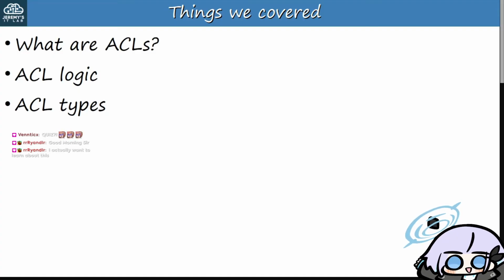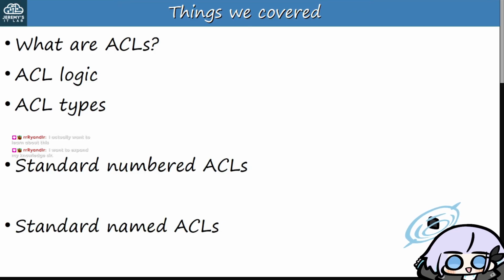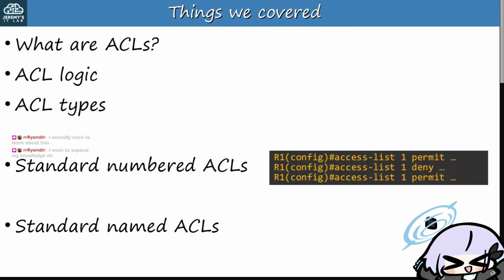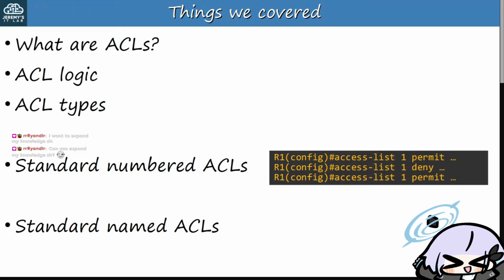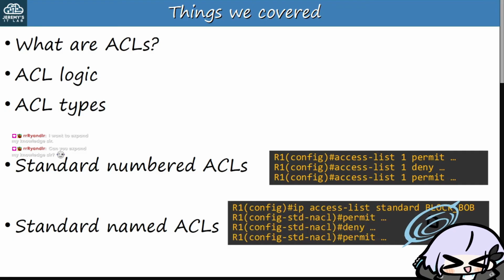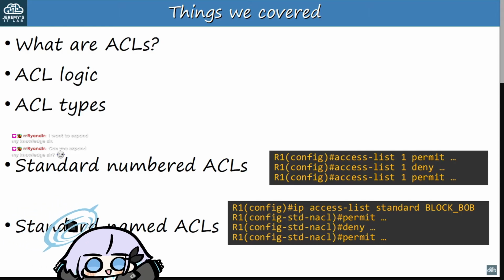In this video, I covered standard ACLs, which are simple and just match traffic based on the source IP address of the packet. I showed two main ways of configuring standard ACLs: standard numbered ACLs and standard named ACLs. They are both just different ways of configuring standard ACLs. Standard numbered ACLs are configured as a series of entries in global config mode with the access-list command. For standard named ACLs, you use the ip access-list command to enter standard named ACL config mode, and then configure the entries.